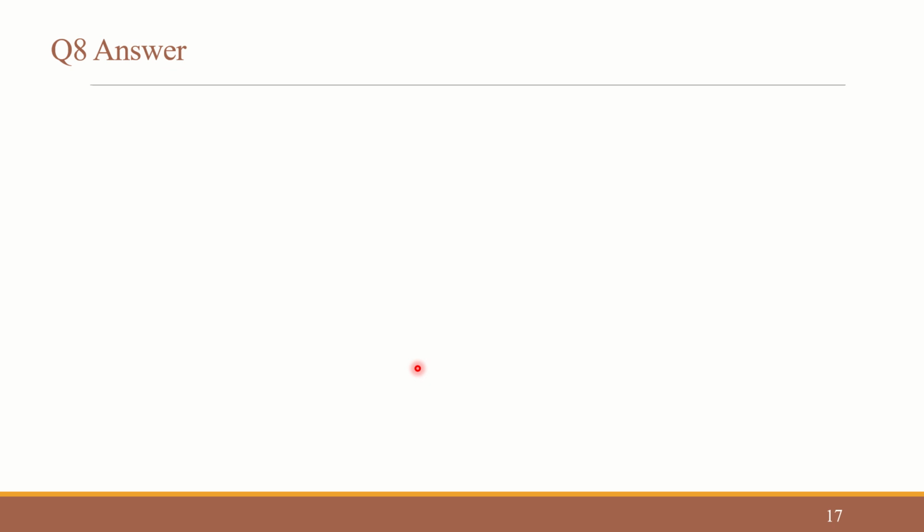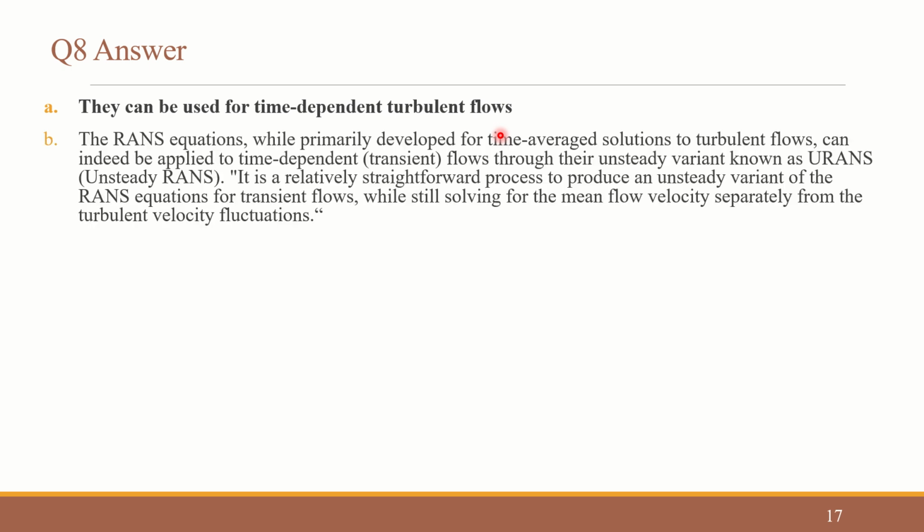And we were just seeing the expansion of it. They can be used for time dependent turbulent flows. These are the statements given in the question, and we are seeing why each is true or false. First one, they can be used for time dependent turbulent flows. This is actually a true statement. The RANS equation, while primarily developed for time averaged solutions to turbulent flows, can indeed be applied to time dependent transient flows through their unsteady variant known as URANS, that is unsteady RANS.